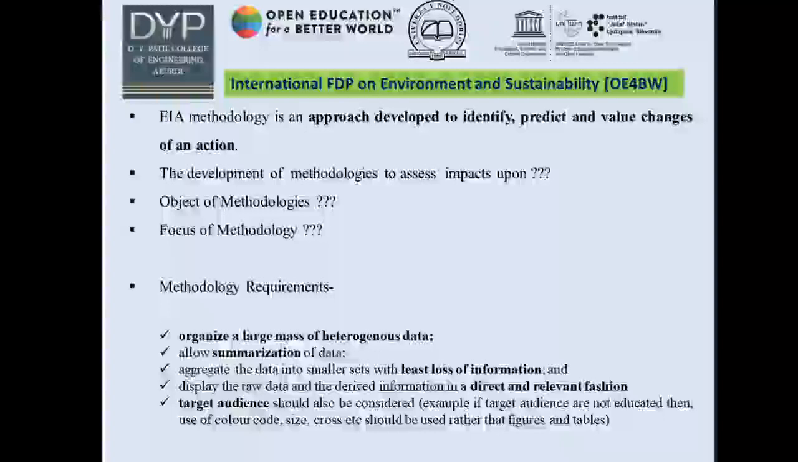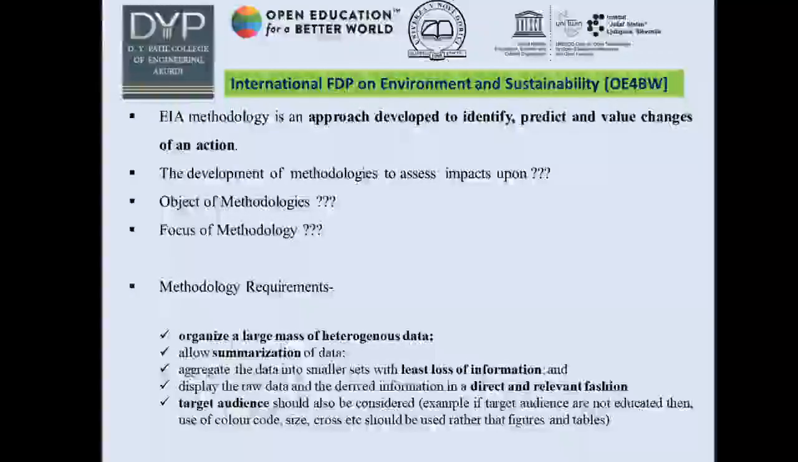Then we have to do a preliminary identification of impact and scoping. What will be the preliminary identification of impact? For example, if we construct a dam, what will be the impact on the downstream side or the upstream side? That we have to see. Then baseline studies and evaluation should be done. Then mitigation, prediction, then monitoring and impact management. These are the objectives of methodology.